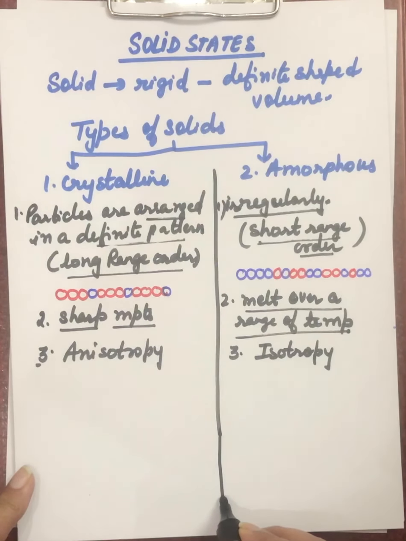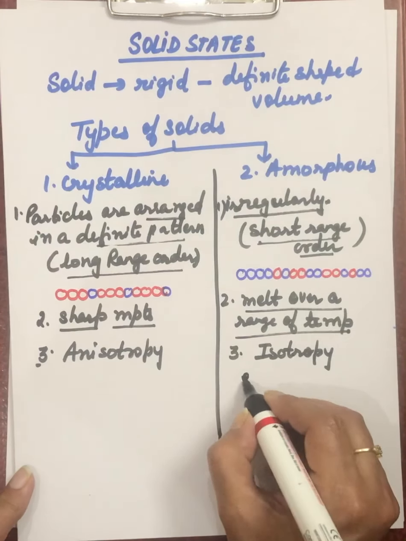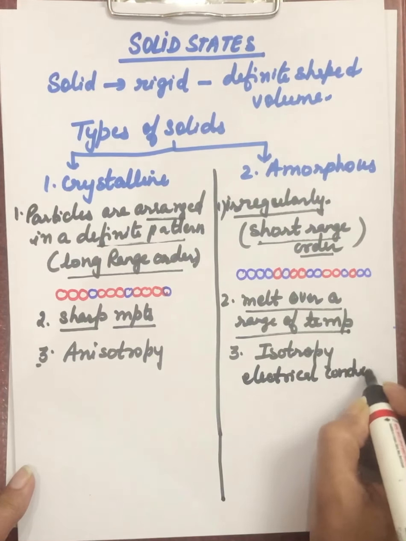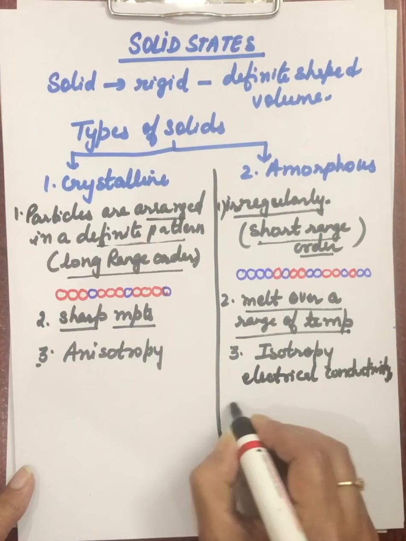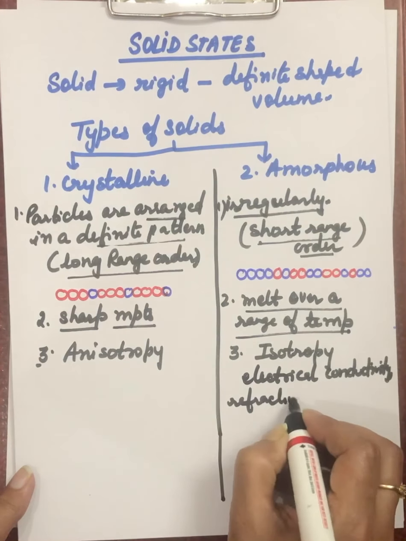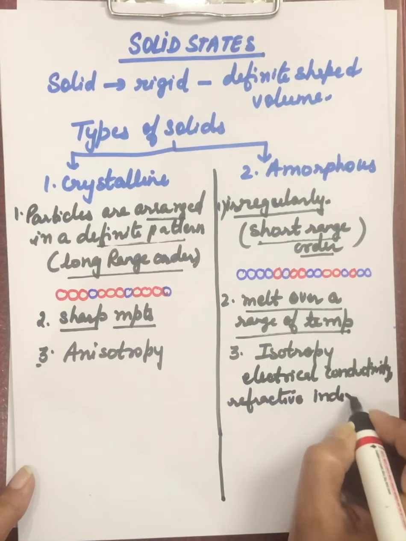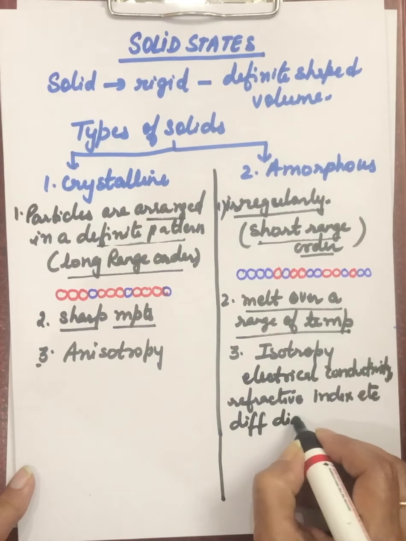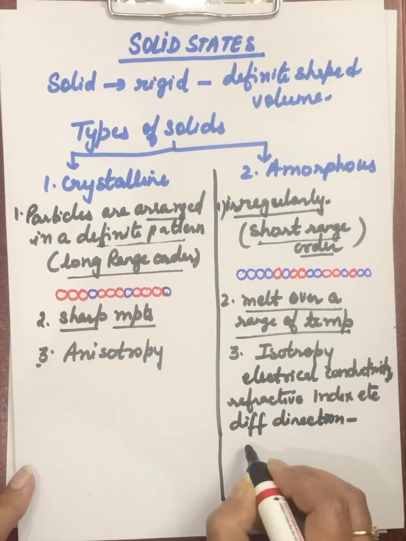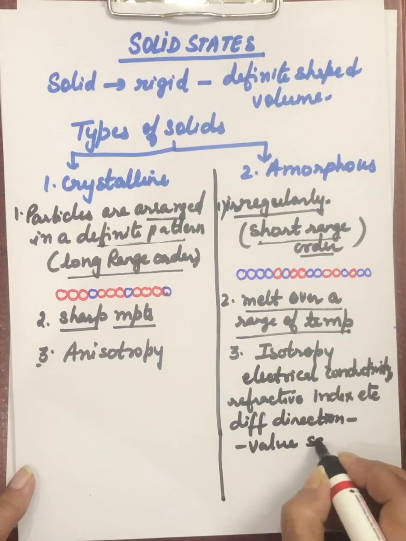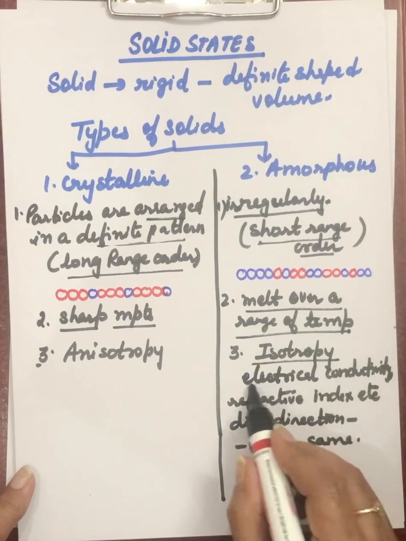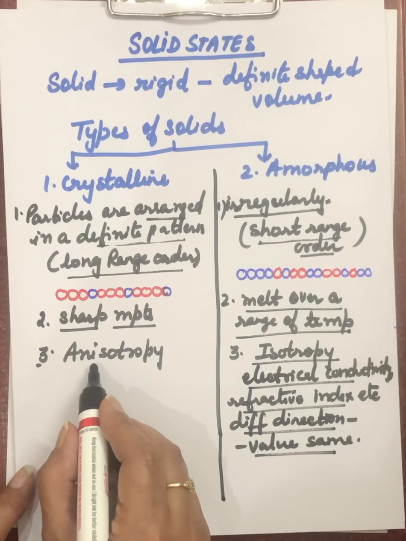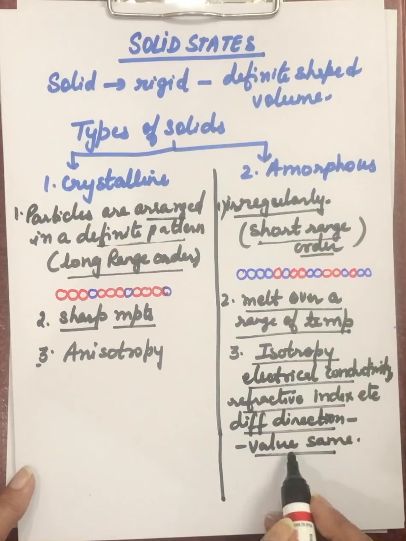Now, what is the meaning of isotropy? If we are trying to calculate the value of electrical conductivity or refractive index for a solid in different directions, and the value comes out to be the same, that means it is isotropic in nature. While anisotropy means the value of these properties in different directions will be different.